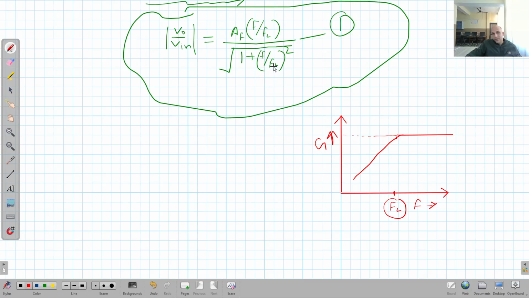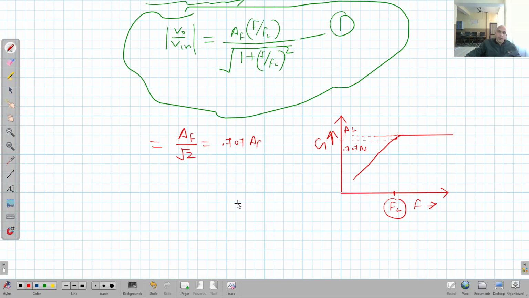But as F becomes equal to FL, here it will become 1, here it will become AF divided by square root 2. Clear? That is 0.707 AF. So this is what I have here. F is equal to FL, 0.707 AF, and this is AF. Clear? Ideal response means when frequency is very high, right? Then this gain becomes maximum. Clear? But in reality we are following this line.